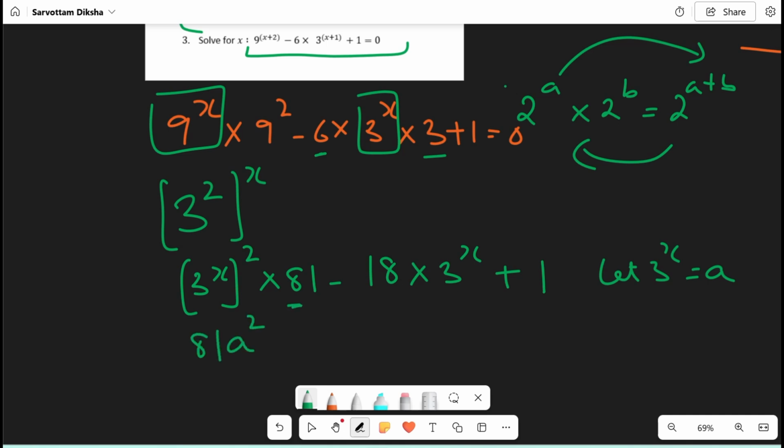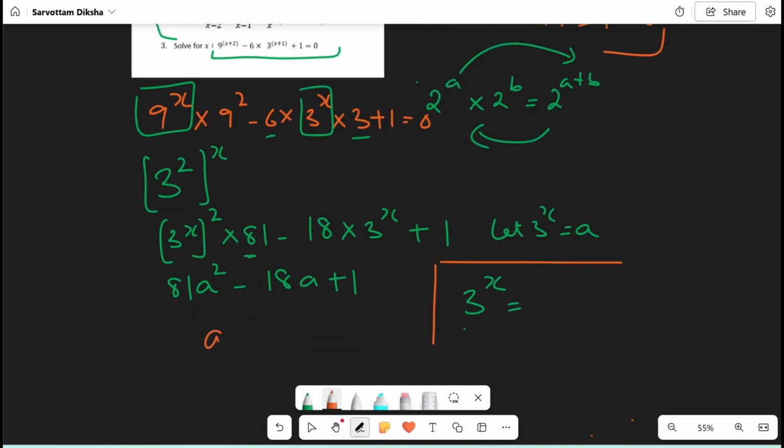This 81 I am writing before as a coefficient. Here I have 18a plus 1. Now again it is a quadratic. So after getting the value of a, I'll put it equal to 3 raised to power x. After solving, I am getting a as 1 by 9 here. Now 1 by 9 also I can write with base 3. How? I will write it as 9 raised to power minus 1, which is 3 raised to power minus 2. Now I will compare, since the base is same, I will compare the powers, and my x is minus 2.